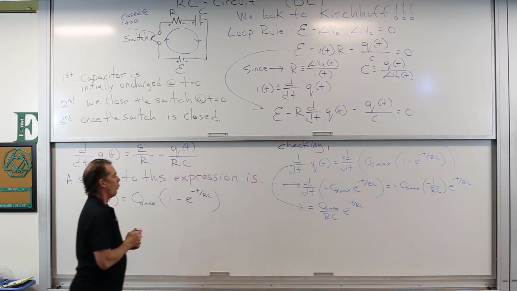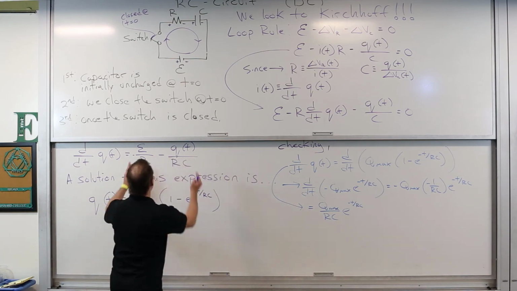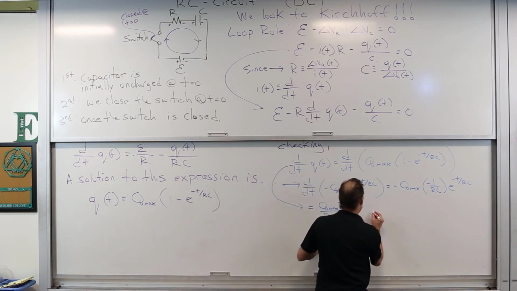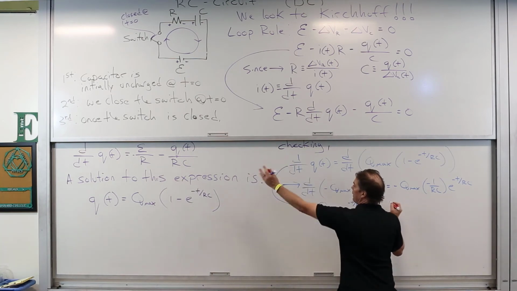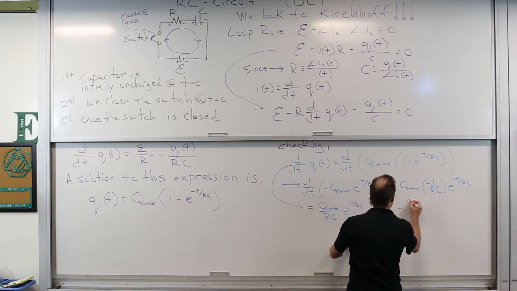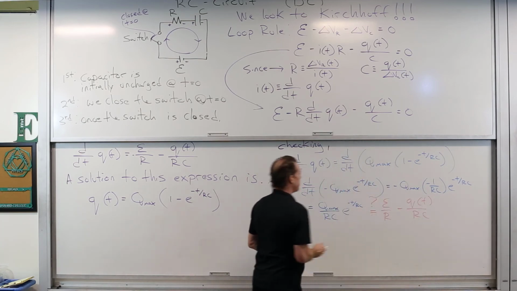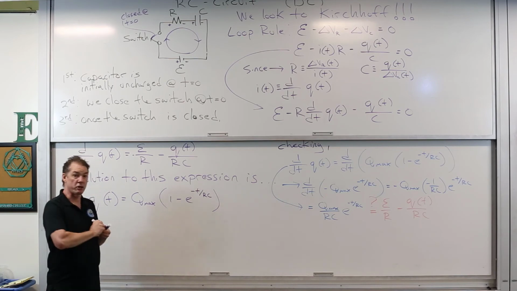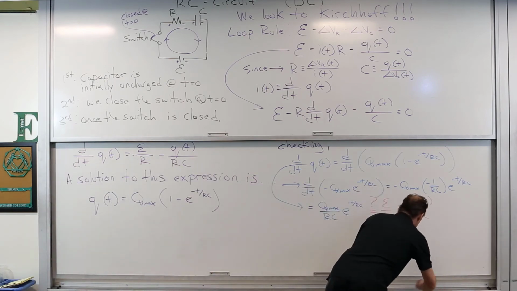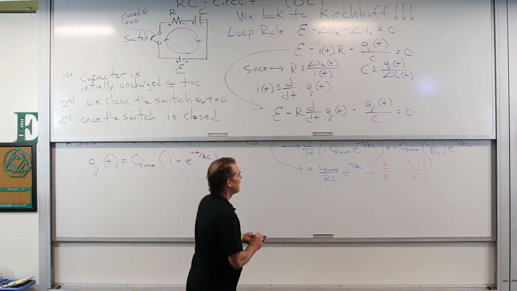So what we're saying is that this right here is the same thing as this, if this is a solution. So you ask, is this equal to E over R minus q(t) over RC? And there's the question. If it is, then it's a solution. If it's not, then, well, it's not a solution. The red pen's dying out there. So let's check this. Let us see.